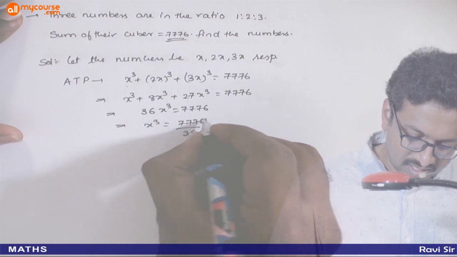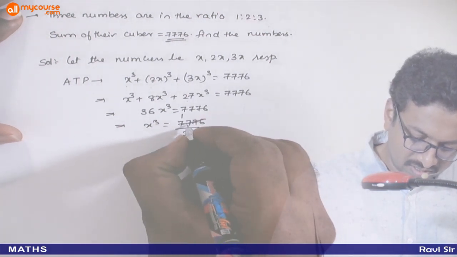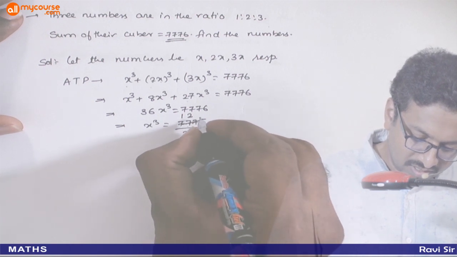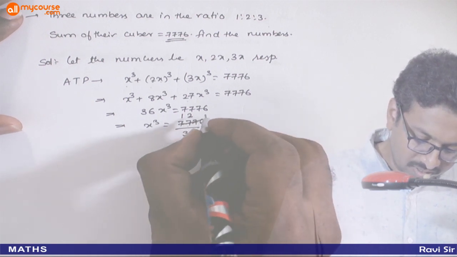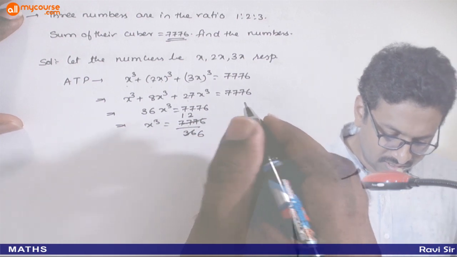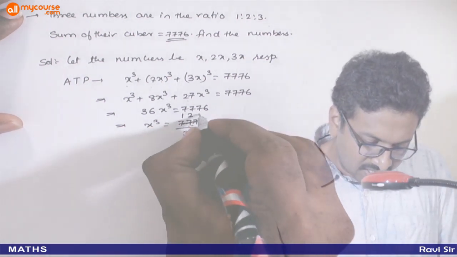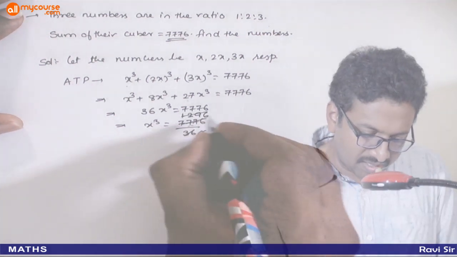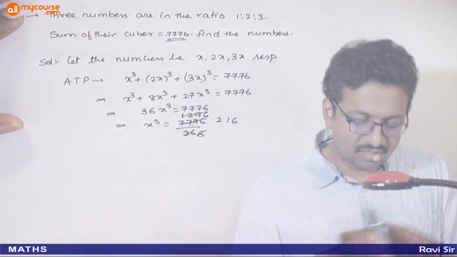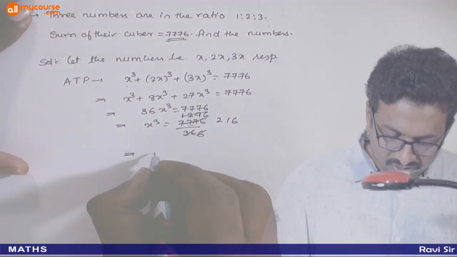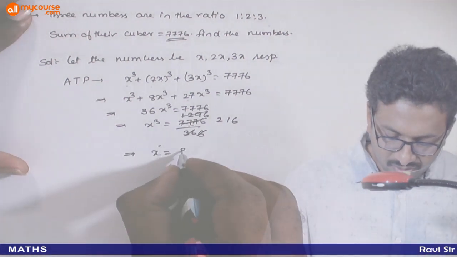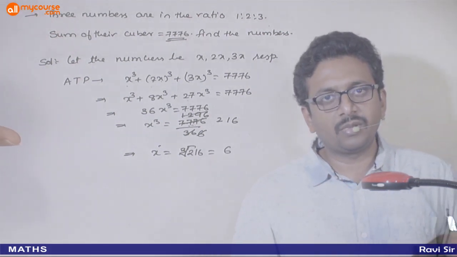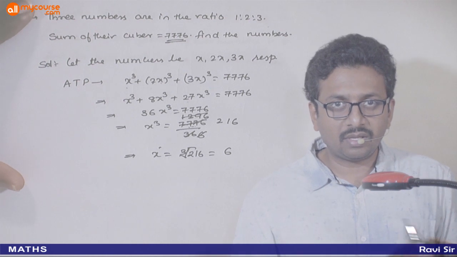So dividing 7776 by 36 and cancelling by 6, we get 216. So x cube is 216. So x is equal to cube root of 216 which is equal to 6. So x 6 होना चाहिए.